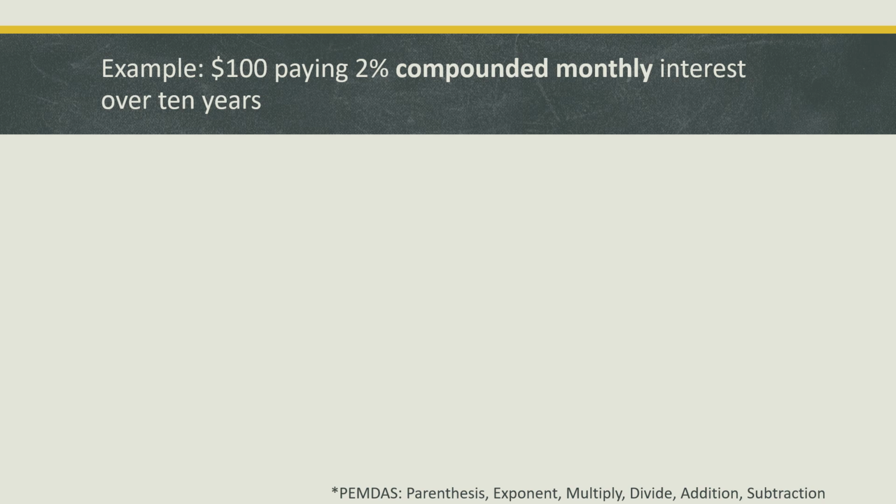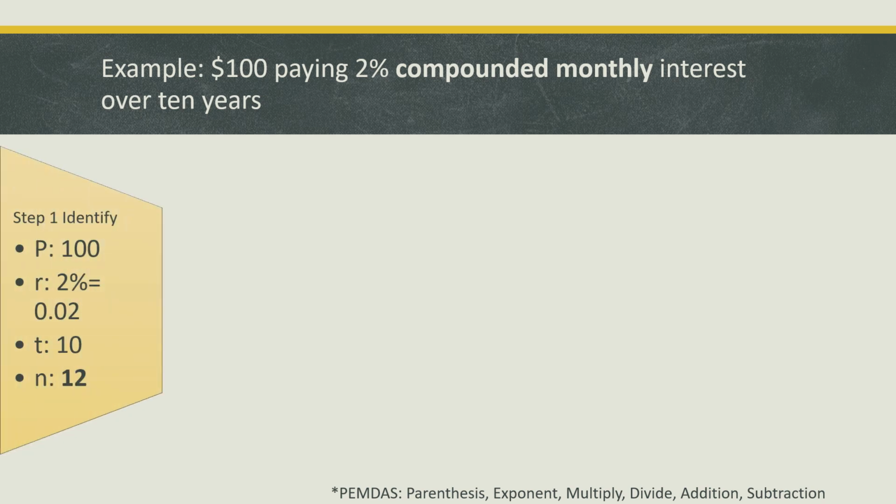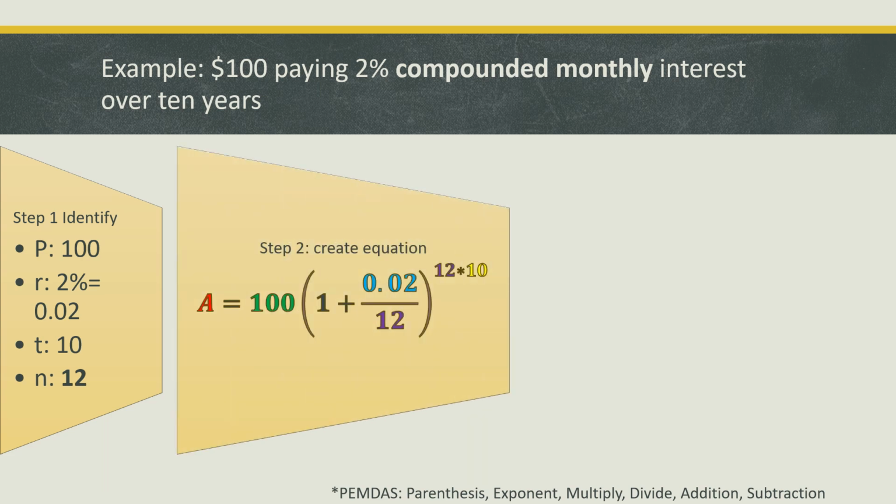If we're doing it based on a compounding monthly interest over the 10 years instead of just once a year, then our numbers start off the same, with 100, 2% being 0.02, 10, and then our n is actually going to be 12 because it's happening once every month, which is 12 times in a year. So our equation then is going to be A is equal to 100 times 1 plus 0.02 over 12 to the power of 12 times 10.